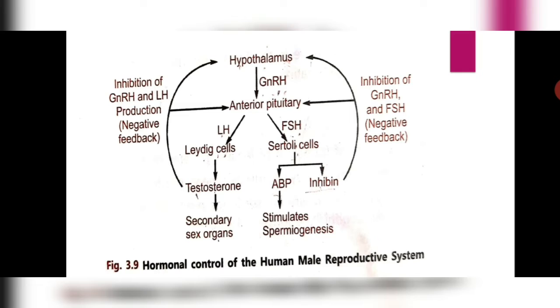On the other hand, luteinizing hormone activates the Leydig or the interstitial cells to release an androgen called testosterone. This testosterone is responsible for the development of secondary sexual characters in male and is also responsible for a feedback mechanism. In this feedback mechanism, testosterone can also control the release of gonadotrophin releasing hormone from the hypothalamus as well as the release of LH from the anterior pituitary.